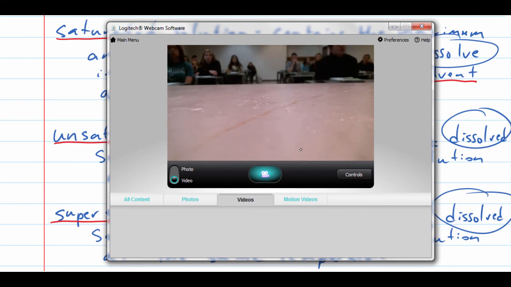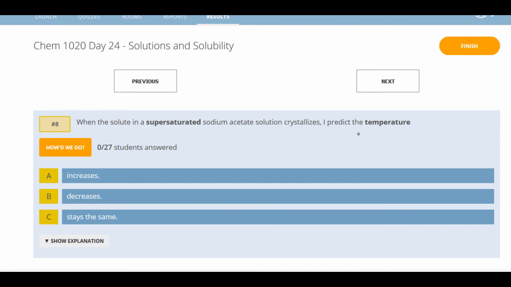So, your next question on your Socrative app is this. When the solute in a supersaturated sodium acetate solution crystallizes, predict: do you think that the temperature increased, decreased, or stayed the same? And we saw that they were at room temperature, and if you have your answer locked in, lock it in. Okay, and then pass this around and feel it, pass it back, and see what you observe.